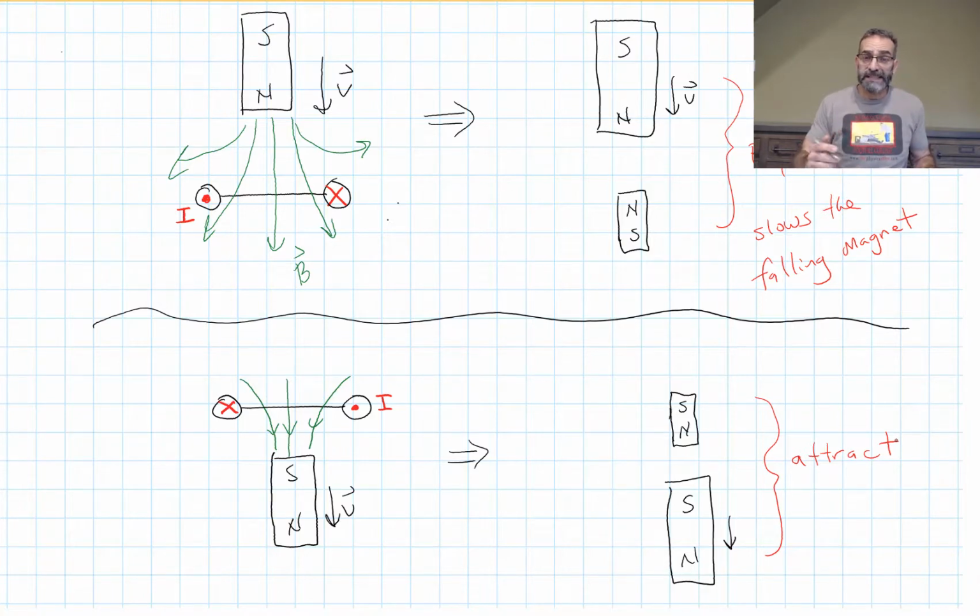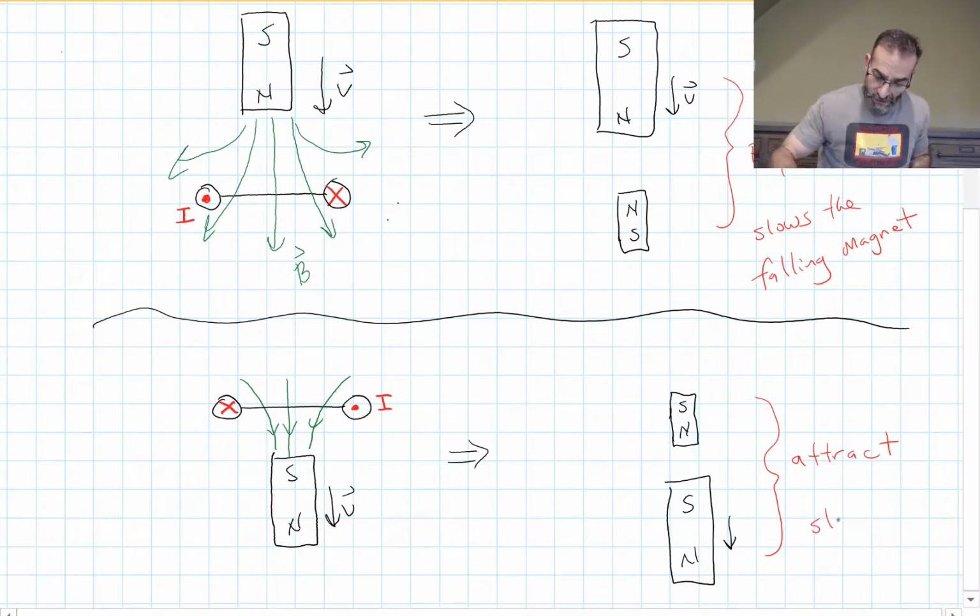In both cases, the motion of the magnet was hindered or reduced by its interaction with the loop. As it falls down toward the loop, a repulsive force slows it down and prevents it from falling too fast. And after it goes through the loop, it's attracted, which slows it down and prevents it from falling too fast.